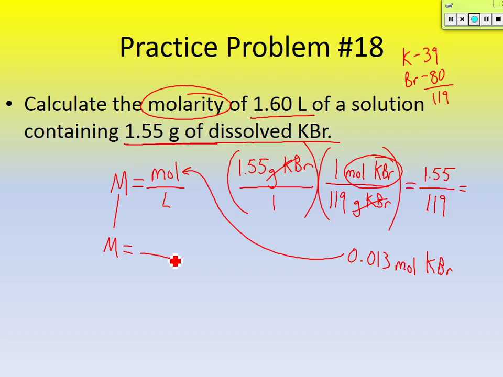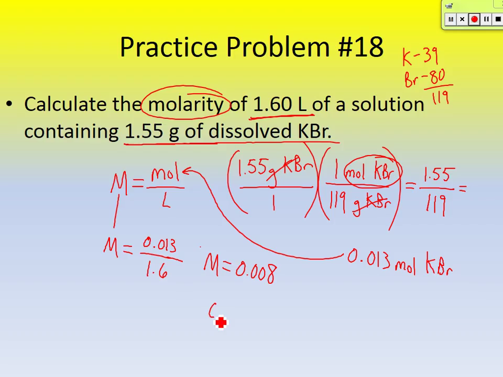So when I put in for moles, that's 0.013. And what do I put on the bottom? 1.6. Yeah, the liters, it gave us 1.6 liters of solution. Okay, so now we're about done. We just take 0.013 and divide it by 1.6. The molarity of this solution is 0.008.